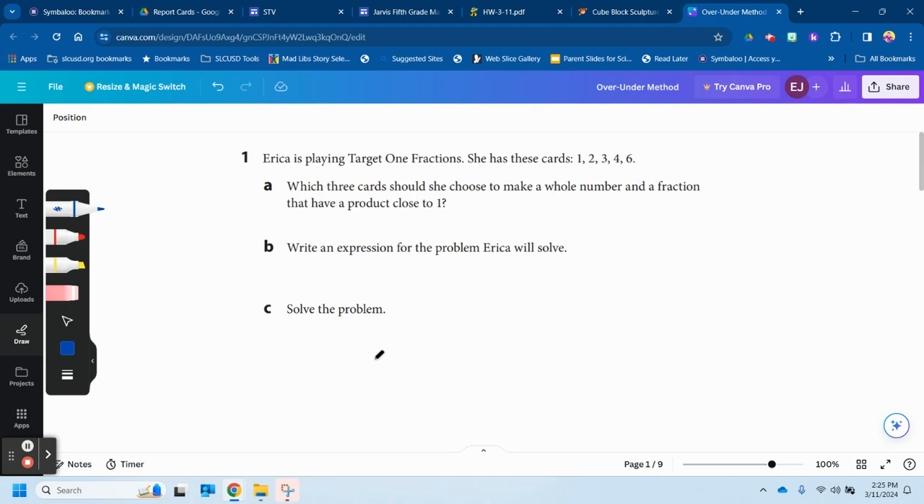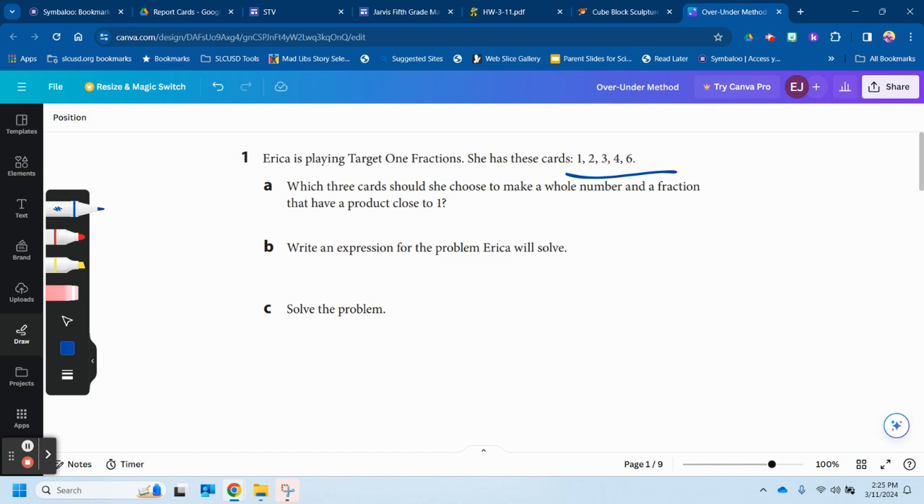We're looking at our target one fractions, and we have these numbers here: 1, 2, 3, 4, 6. You can pick three numbers. One's going to be a whole number, one's going to be multiplied against a fraction, one's going to be the numerator of that fraction, and one the denominator. So how can you get it really close to 1?